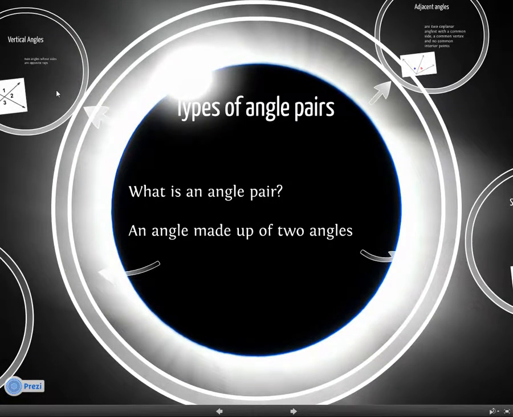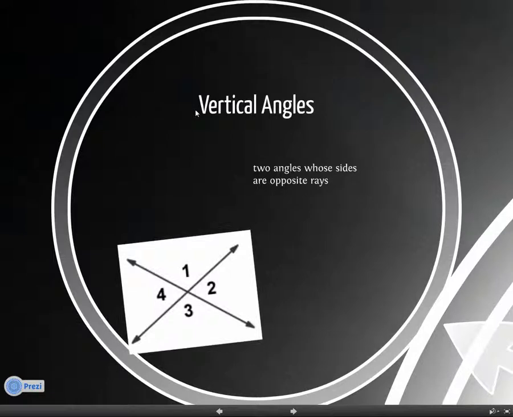Right, the next one is called vertical angles. If you take the V in vertical and you turn it upside down, you're going to form an X. And what it is, two angles whose sides are opposite rays. If you take this X, looking here, see how that forms an X? Vertical angles are the angles that are opposite each other. So angle 1 and angle 3 are vertical angles. Angle 2 and angle 4 are vertical angles. So make sure you have that X. If it's not an X, then more likely it's not going to be a vertical angle.